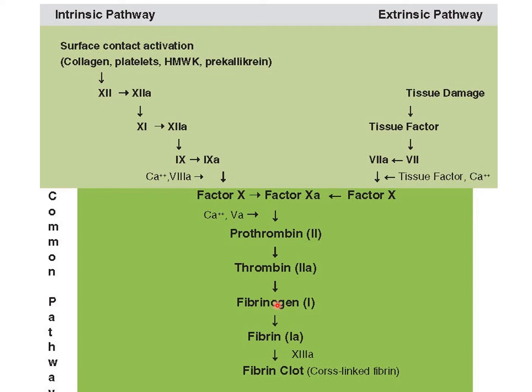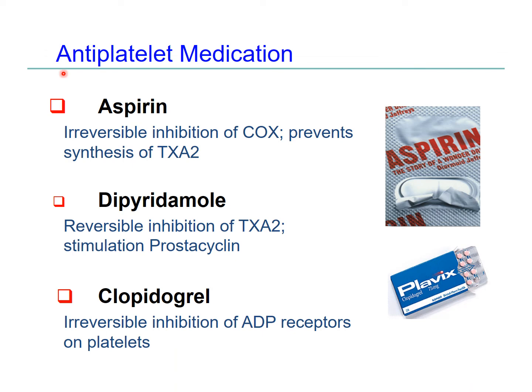So once fibrinogen is activated, it polymerizes to form the fibrin polymer, which is a cross-linked form of fibrin, and that is what a blood clot is composed of. So remember these pathways, because we shall be referring to these when we discuss various blood thinners. The first category of blood thinners you need to be aware of are antiplatelet medications.